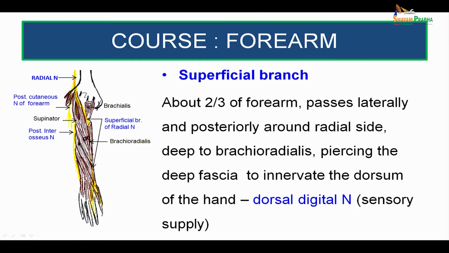So, the superficial branch, as it goes further down at about 2/3 of the forearm, it passes laterally and posteriorly around the radial side deep to the brachioradialis tendon, pierces the deep fascia to innervate the dorsum of the hand through dorsal digital nerves, which is exclusively a sensory supply.